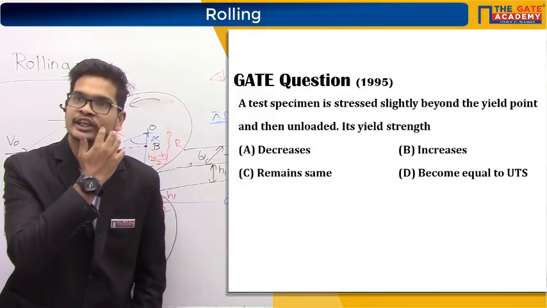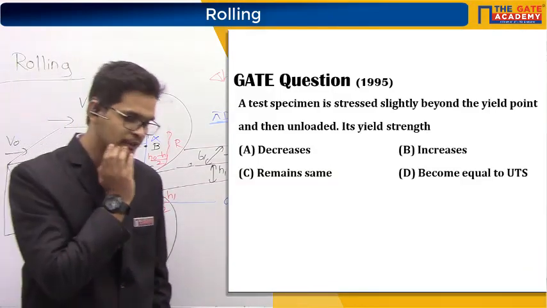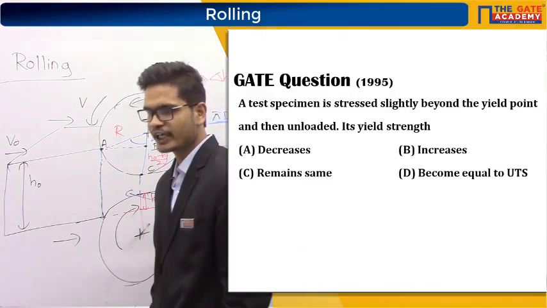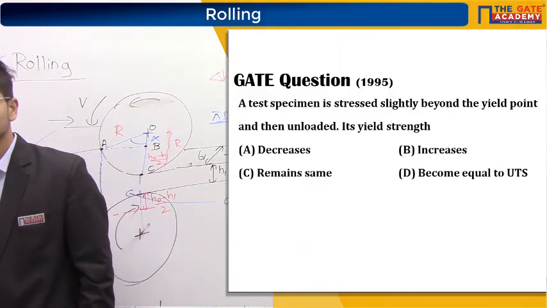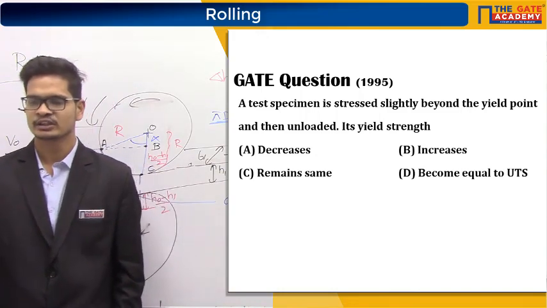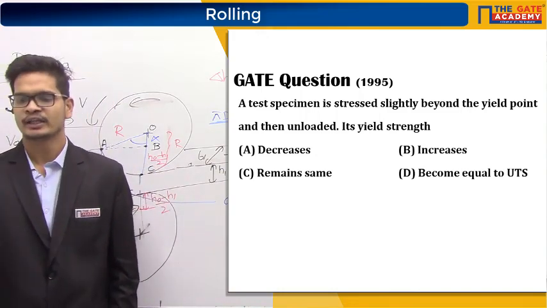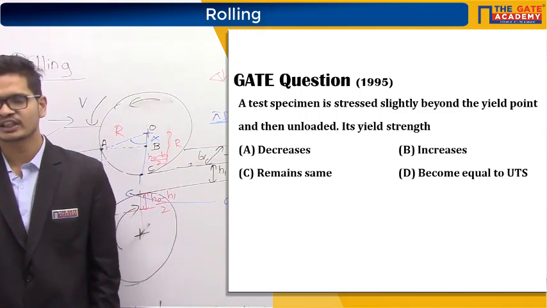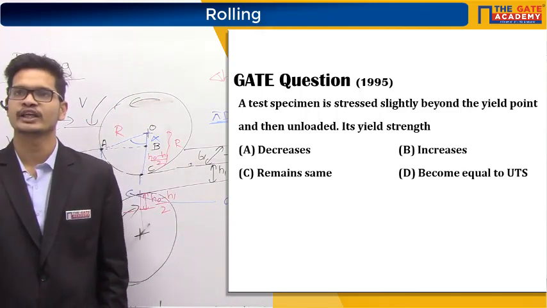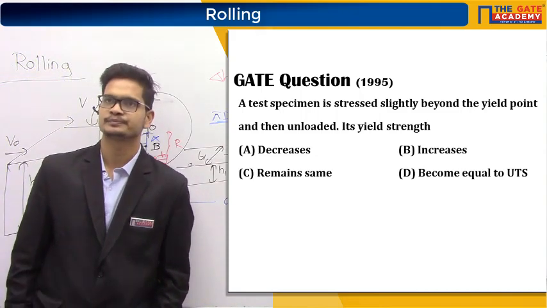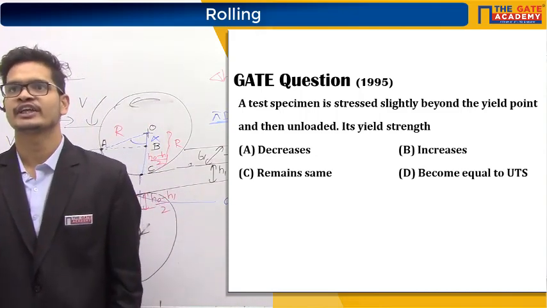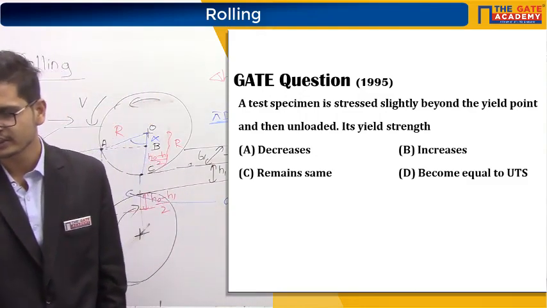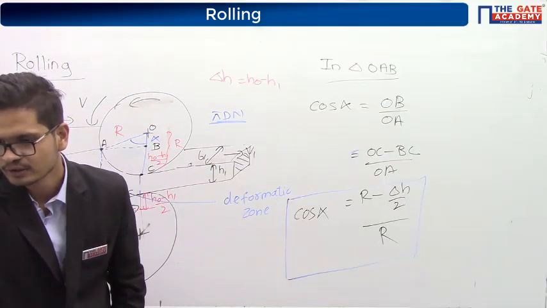Okay guys, on the secondary screen you can see some questions. Please tell me the answer for these questions. This GATE 1995 question: a test specimen is stressed slightly beyond the yield point and then it is unloaded. Its yield strength decreases, increases, remains same, becomes equal to UTS. What is the answer? Its yield strength increases because of the cold working, because of the strain hardening.